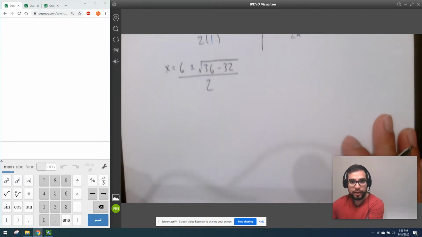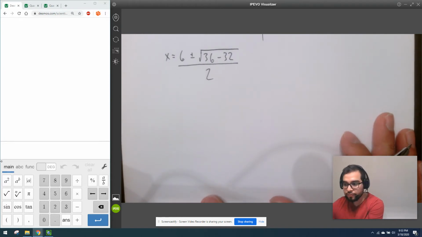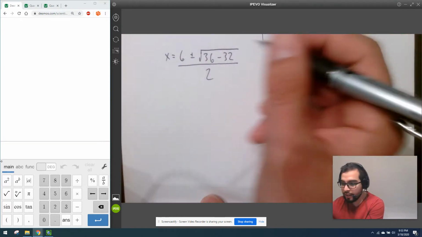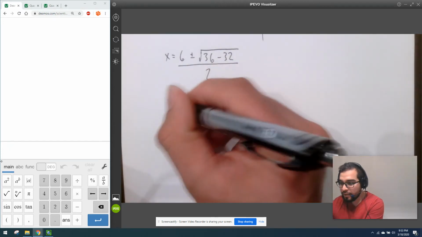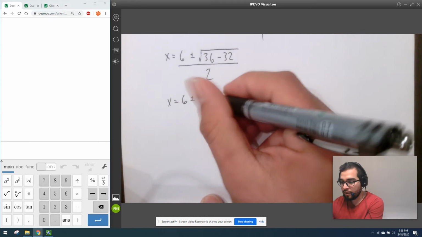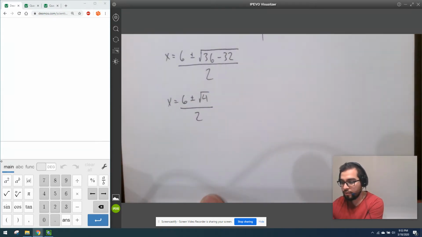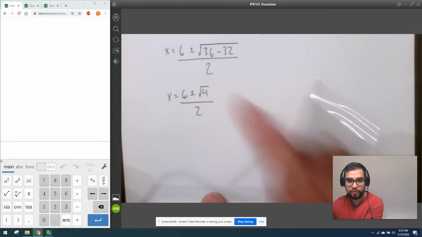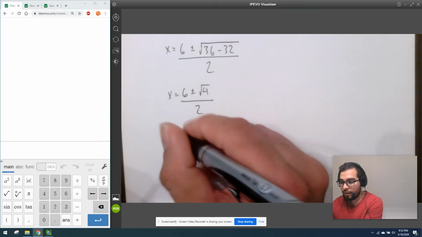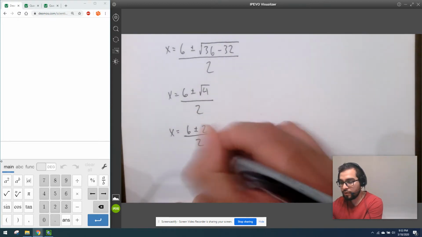All right, I'm going to go ahead and scroll this up a little bit. Let's go ahead and simplify. X is equal to 6 plus or minus the square root of 36 minus 32, which is 4, all over 2. All right, and we know that the square root of 4 is equal to 2. So x is equal to 6 plus or minus 2 over 2.